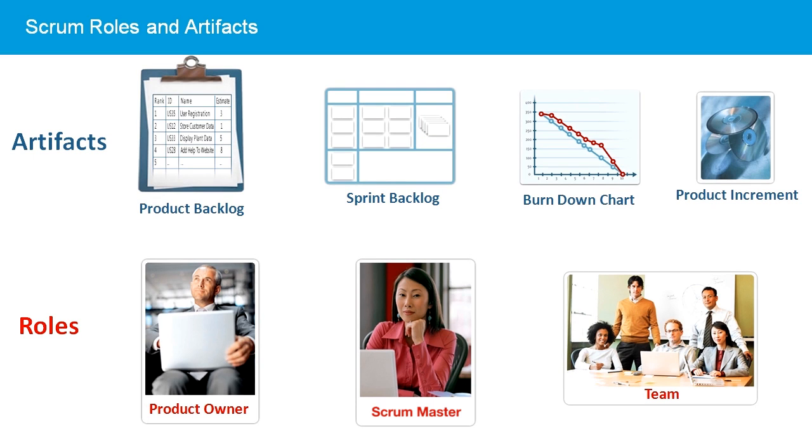The team is a cross-functional self-organizing group that is responsible for delivering potentially shippable product increments at the end of each sprint. The team helps break down the items in the product backlog into manageable user stories that can be accomplished in a single sprint.